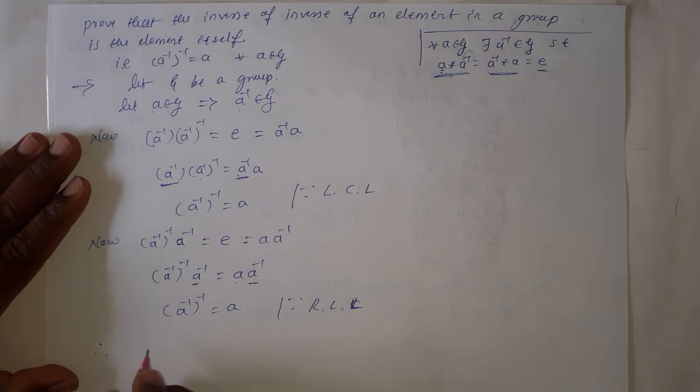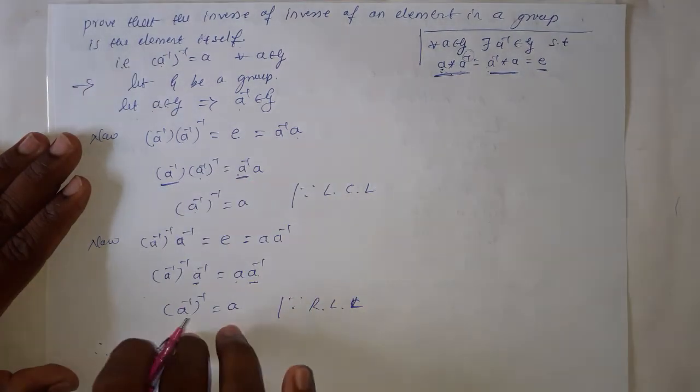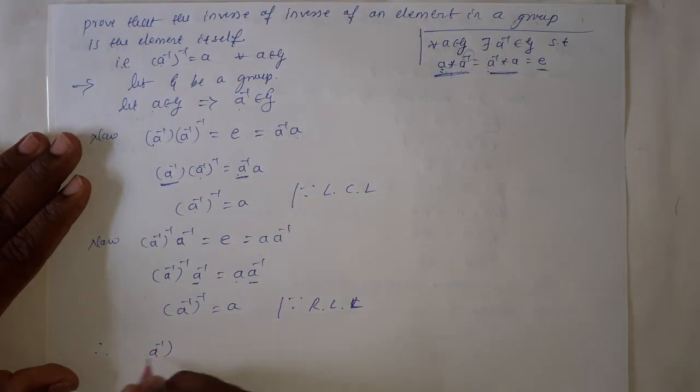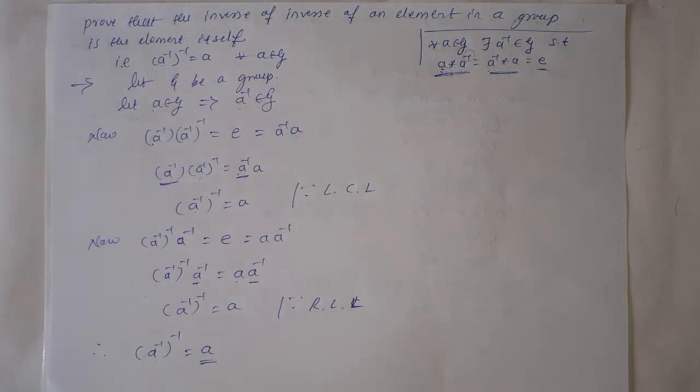So therefore it implies that by using these two conditions we can say that the inverse of A inverse is equal to A itself. So this is the proof of the theorem, that the inverse of the inverse of an element in a group is the element itself.